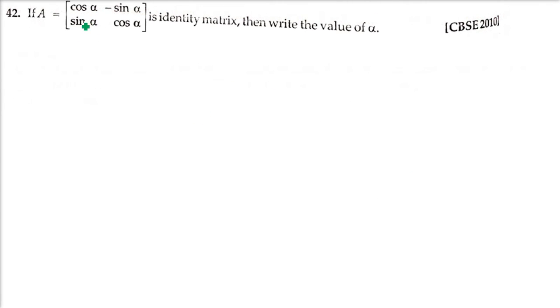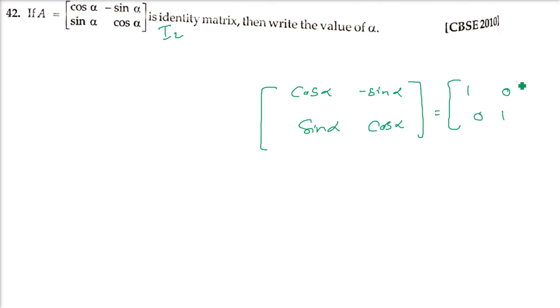If this is an identity matrix, then write the value of alpha. Okay. Identity matrix I2, the diagonal will be 1, 1. So this is I2. So you have cos alpha, minus sin alpha, and cos alpha. So this is the identity matrix. So 1, 0, 0, 1. So cos alpha equals 1 and sin alpha equals 0.